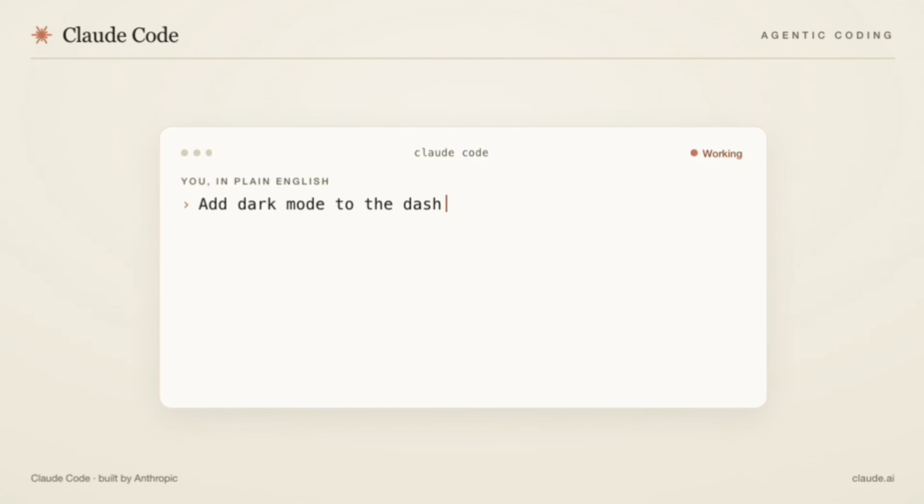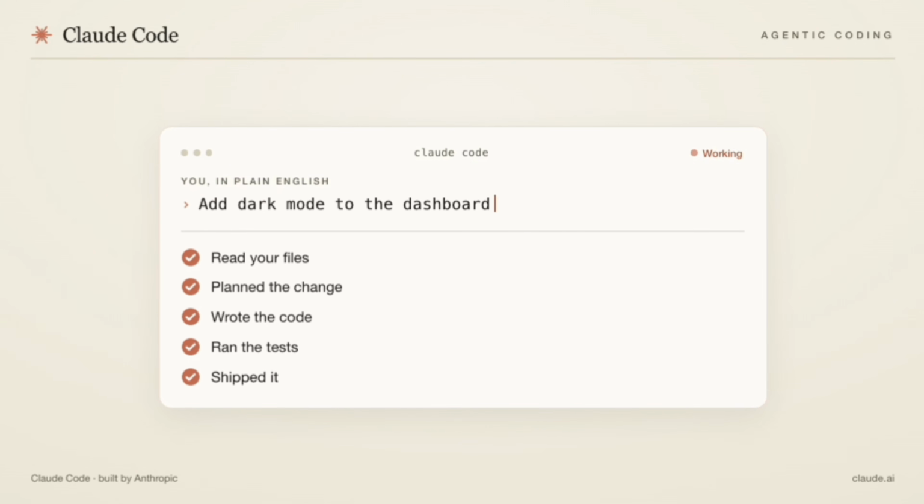And then there's Claude Code, the agentic coding tool. People assume it's for developers only, but it's much easier to get into than that. And you can build real things from day one. You literally have to just describe what you want in plain English. It reads your files, plans it, writes the code, tests it, and then ships it.